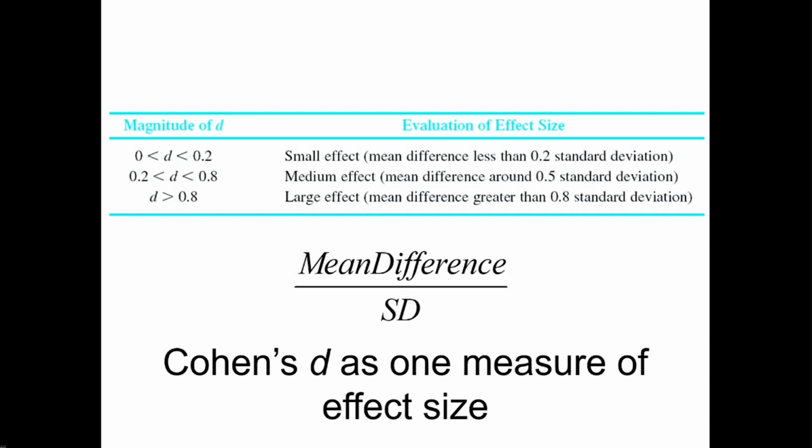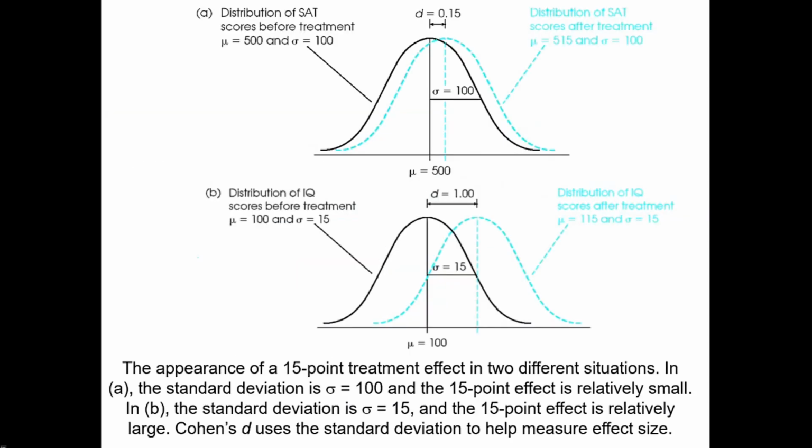He has what's been named after him, Cohen's d, as a measure of effect size. Simply put, this is the mean difference between groups, if we're doing a t-test, divided by the standard deviation. Cohen's d is not affected by sample size, and we can look at the overall effect and how big it is. For example, if we've got these two distributions here, we have a Cohen's d on the top of 0.15, so a small effect, and on the bottom we have a Cohen's d of 1.0, and that's a very large effect.